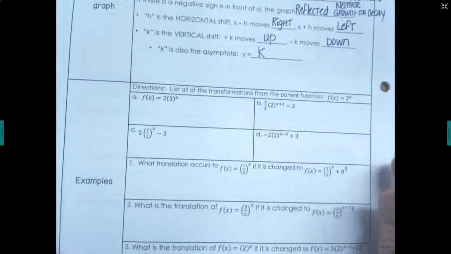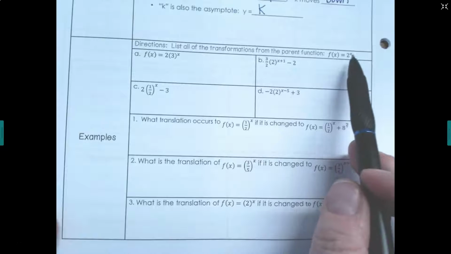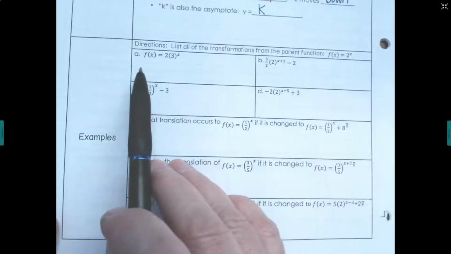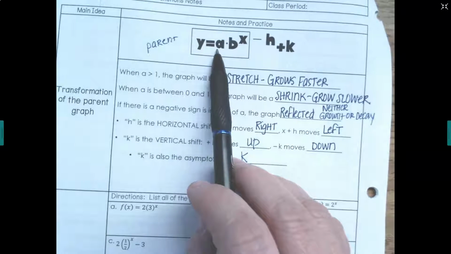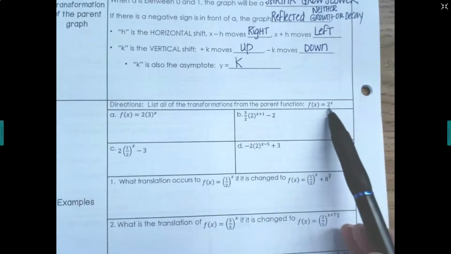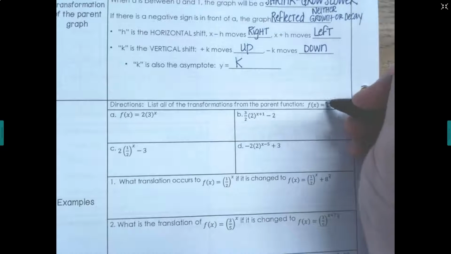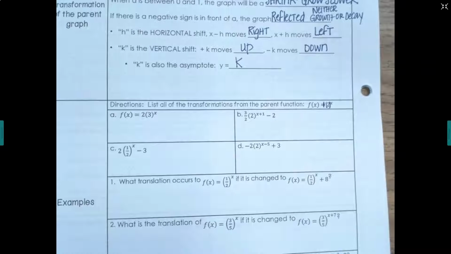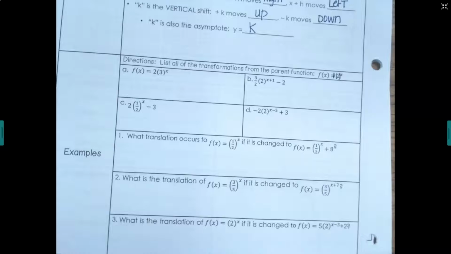All right, so let's take a look at a couple of examples here. We're going to list all the transformations from this parent graph. So how is it different from this equation? I always like to go left to right. When I start, there's a 2 in the A spot. Remember, A is the first number, B is the number next to the exponent, although you don't always see A if A is 1. Like in this parent function, there's an understood 1 right in front of the 2.